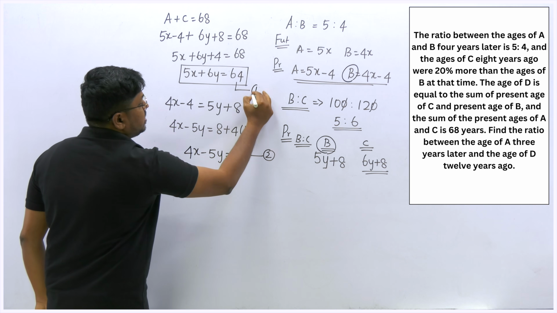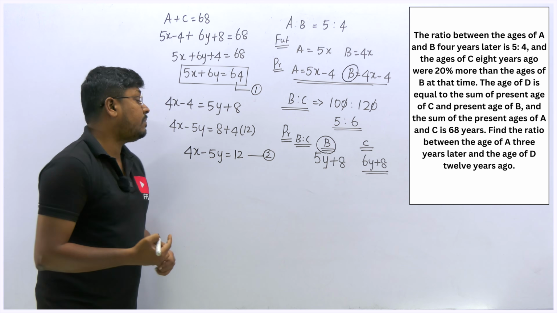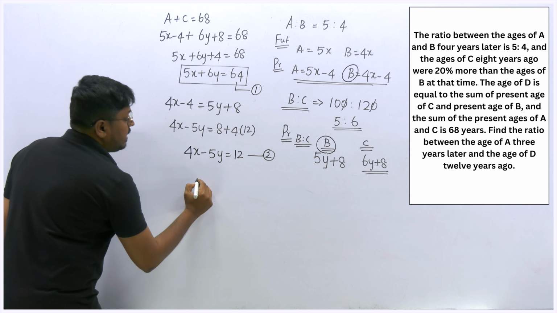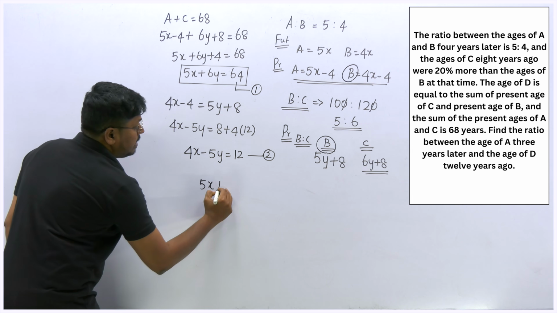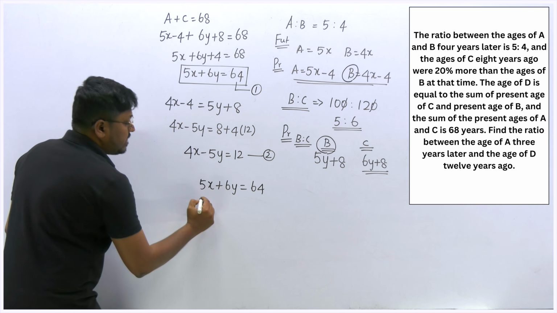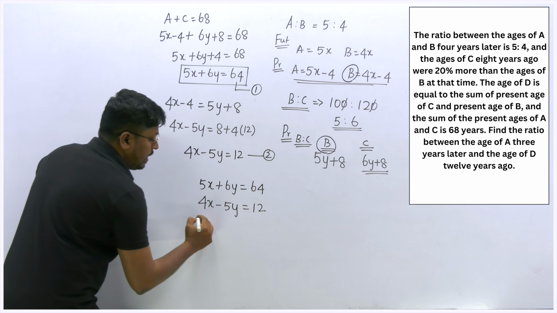So this will be equation 2. Now we have to solve both the equations to get the value of x and y. First, I think we can take the first equation, that is 5x plus 6y is equal to 64. What about the second equation? 4x minus 5y is equal to 12.